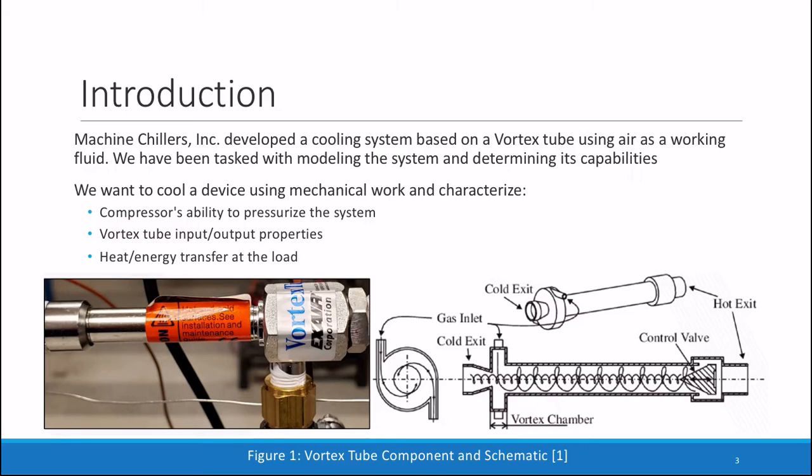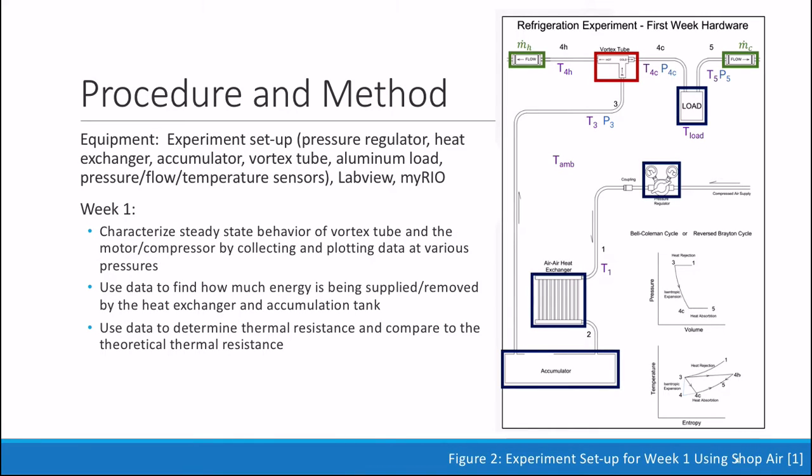Pictured here in Figure 1 is the vortex tube component and schematic. The equipment used in this experiment includes the experiment setup, which involves the pressure regulator, the heat exchanger, the accumulator, the vortex tube, the aluminum load, the pressure, flow, and temperature sensors, as well as LabVIEW and the MyRio.